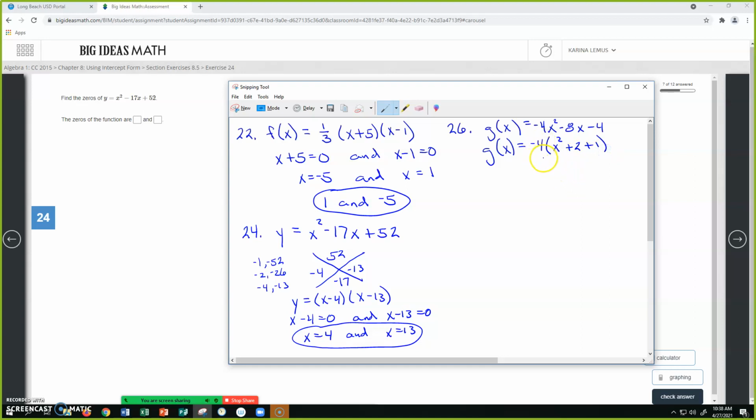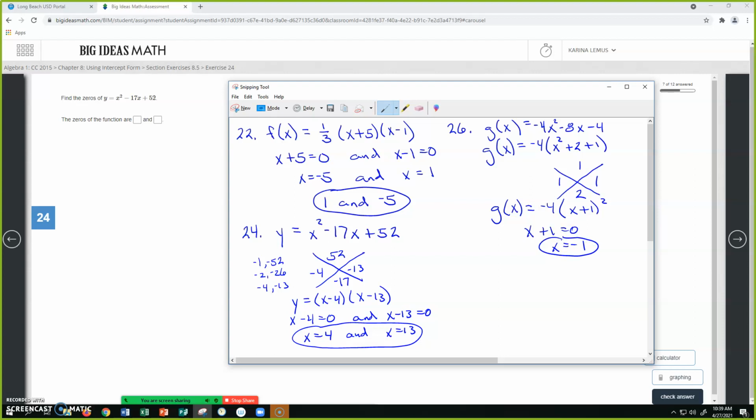Okay? Now, if I just want the zeros, I really can forget the negative 4. If I'm graphing, I can't forget the negative 4. It does change things. But for us, 1 goes on the top, 2 is on the bottom. There's only one choice here. It's 1 times 1 is 1, and 1 plus 1 is 2. So that turns into g of x is equal to negative 4, and then we're going to get x plus 1 squared. So there's only one of them. So x plus 1 is equal to 0, so x is equal to negative 1.